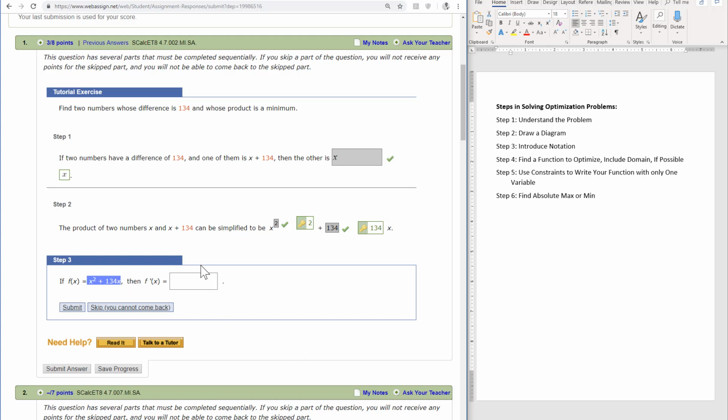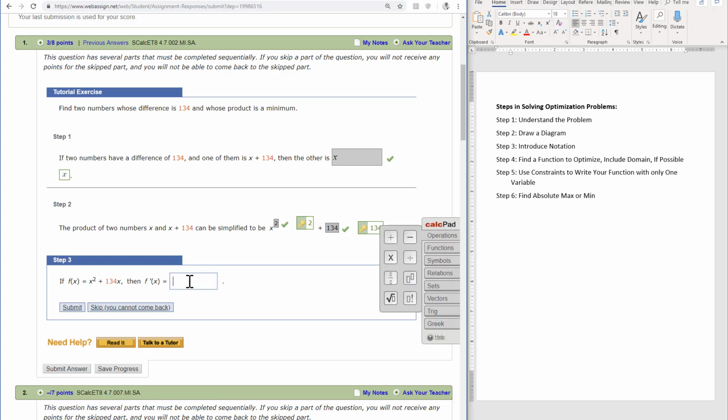By the way, x cannot be negative, or maybe it can be. If we just looked at positive numbers, then the domain would be x bigger than 0. But there are some other built-in constraints here that we can also try to identify. The derivative of x squared is 2x, and the derivative of 134x is 134.